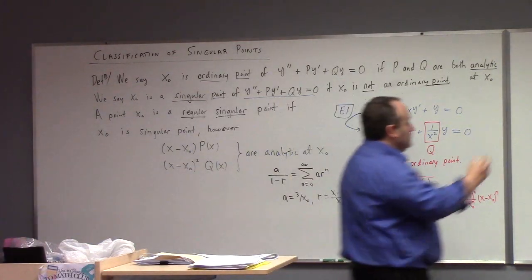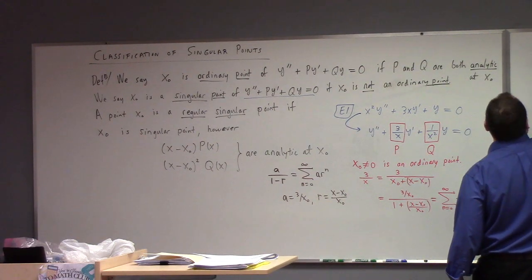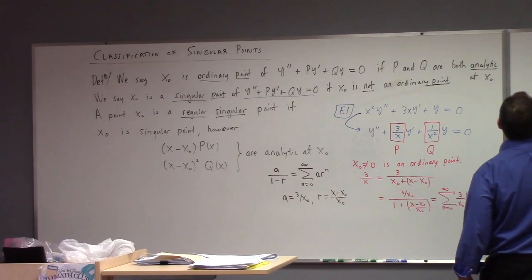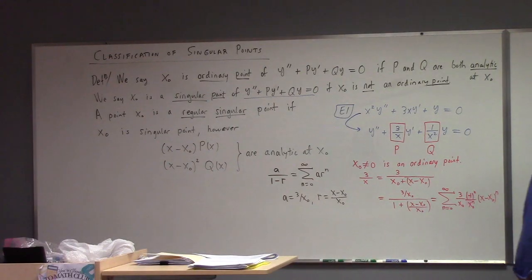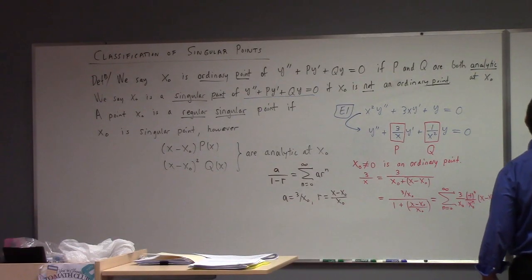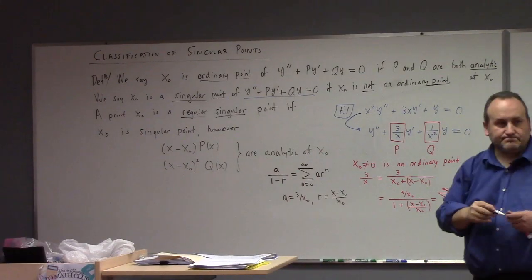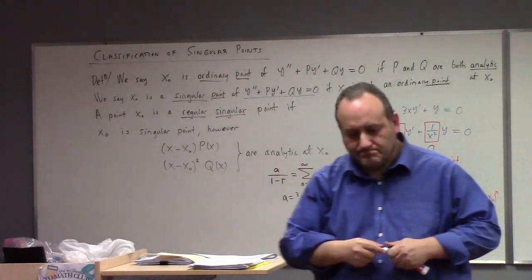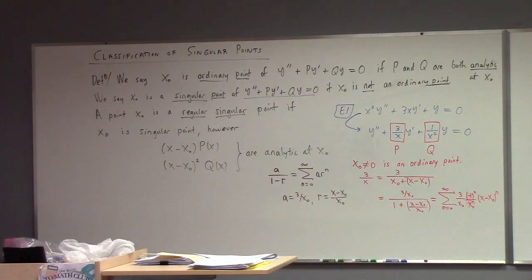As we look at P of x equals 3 over x and Q of x equals 1 over x squared, these are singular at x naught equals 0, right? There's no fixing them there. I can't calculate the derivatives there. It's outside the domain of definition of the function. Agree? I hope.